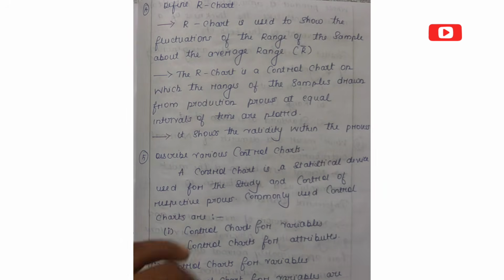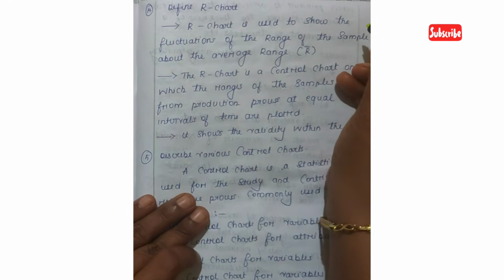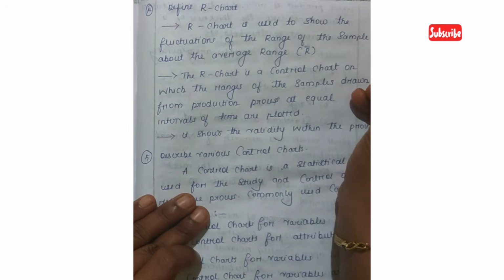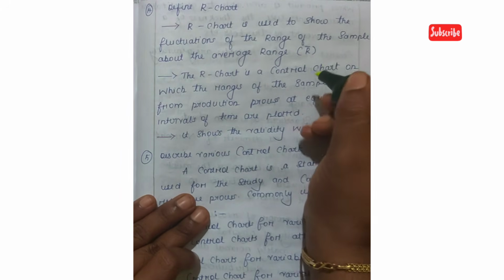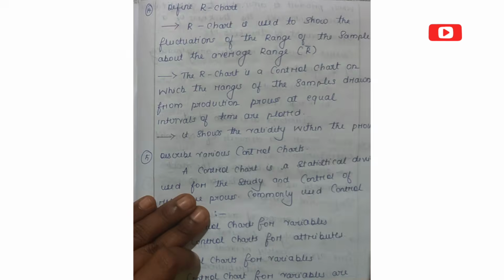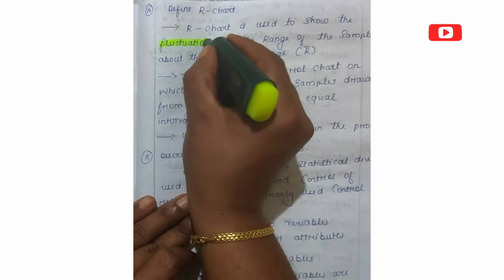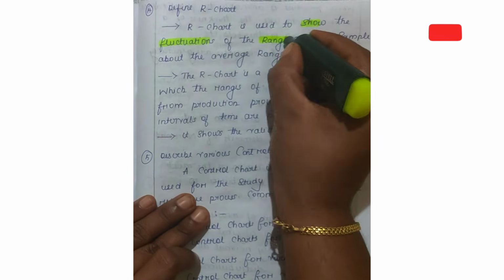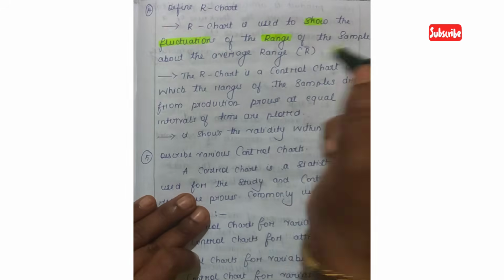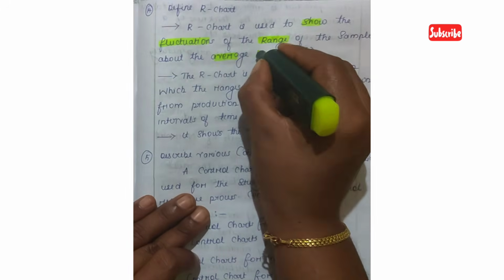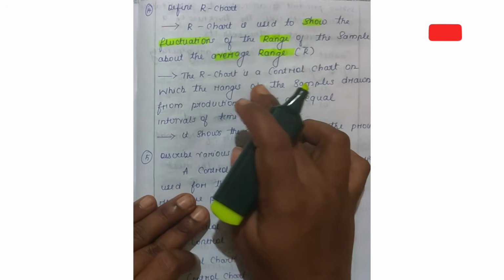Define R chart. R chart is used to show the fluctuations of the range of sample about the average range. So R chart നമ്മൾ മെയിൻ ആയിട്ട് യൂസ് ചെയ്യുന്നത് എന്തിനാണ്? ഫ്ലക്ച്വേഷൻസ് ഷോ ചെയ്യാനായിട്ടാണ്. എന്തിന്റെ? Range of the sample about the average range. Then R chart is a control chart.